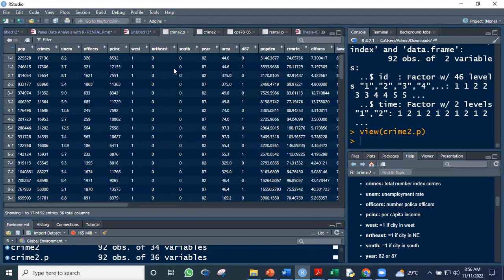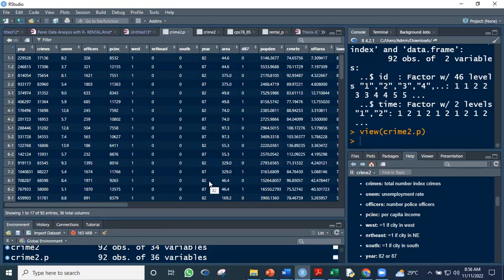Sa crime kasi, di ba, walang nakalagay na ID ng city. Yung year lang meron. So, anong lesson sa atin ito? Anyway, it's so easy to identify the city, di ba? Or the ID. Mas maganda sana kung nakalagay na dito yung index natin ng city. Okay? Kasi may year na.